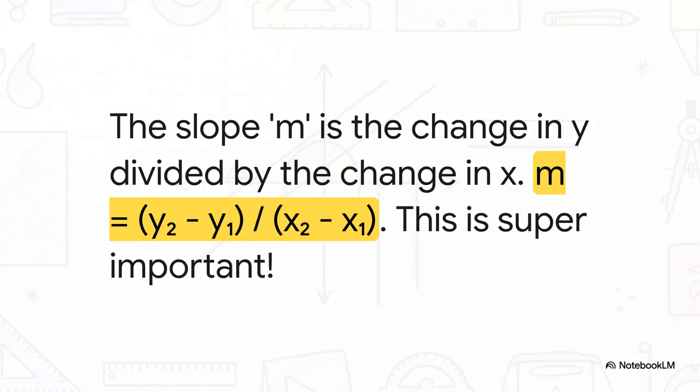Okay, but what happens if you don't know the angle? What if you're just given 2 points on the line? Well, no problem at all, because this right here, this is the magic formula. And let me tell you, you are going to use this in like 99% of your exam questions. The slope, m, is simply the change in y divided by the change in x. So that's y2 minus y1 divided by x2 minus x1. You have to memorize this. Write it down, highlight it, stick it on your wall, whatever you need to do, but do not forget this formula. It is just so important.